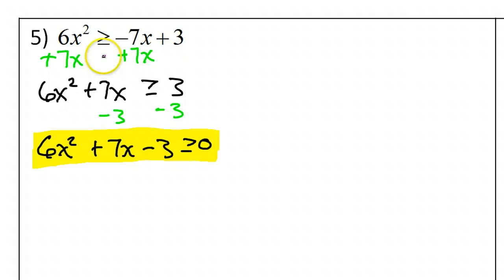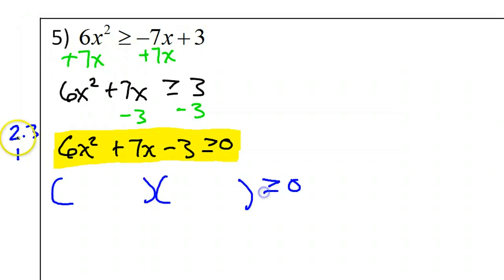Alright, let's try to factor it. Let's see if it factors. Okay, so if I'm going to try to factor this, then I'm looking at the 6 and I'm thinking maybe this is going to be 2 times 3, or maybe it's 1 times 6. Alright? So I will start with 2x times 3x.